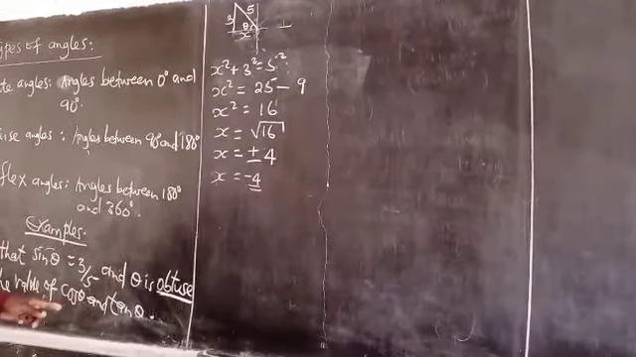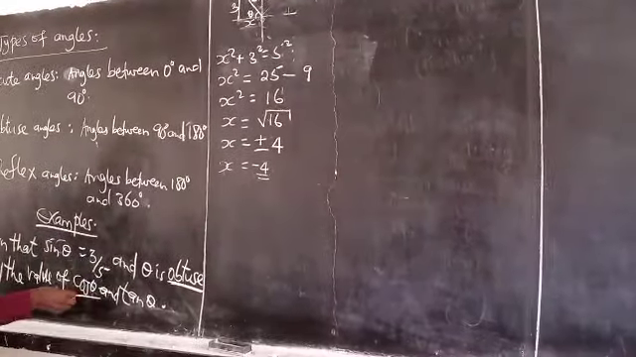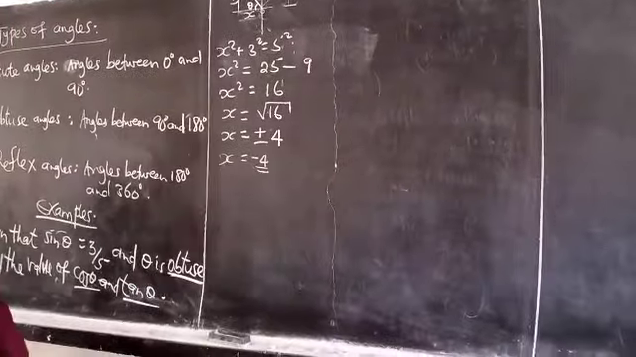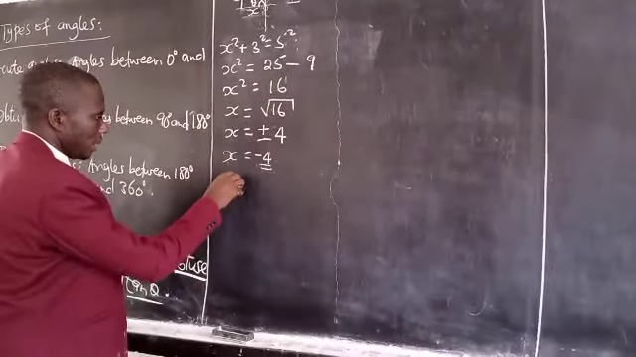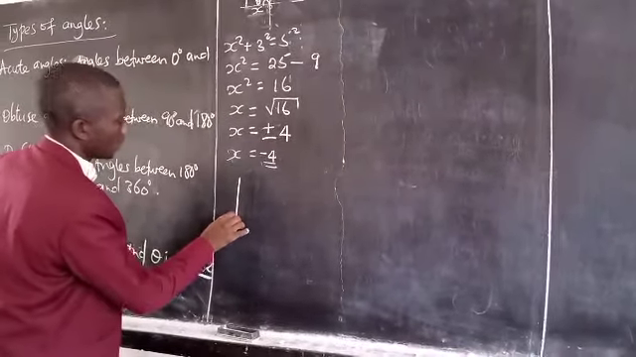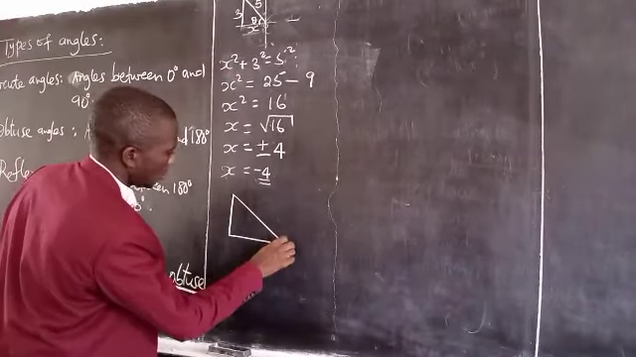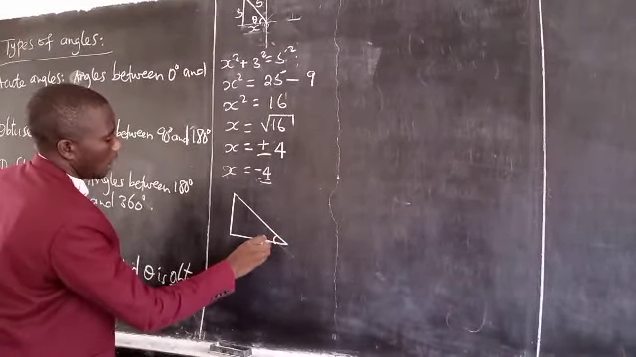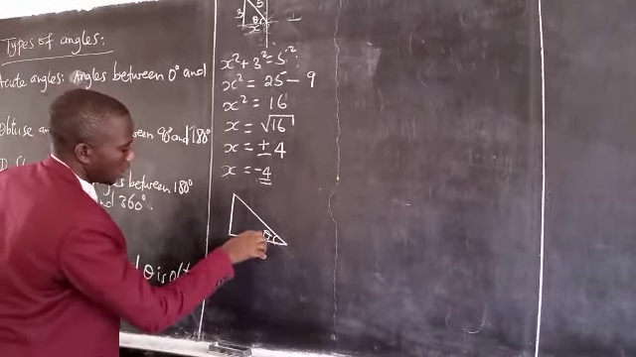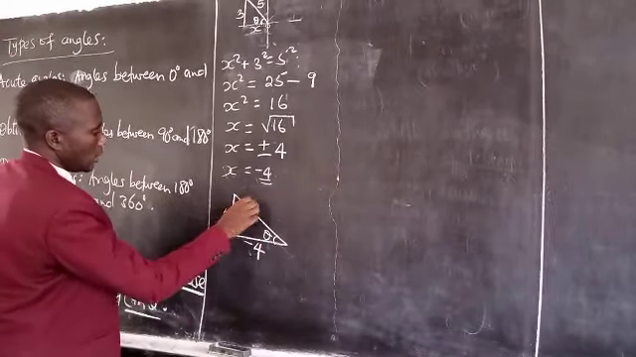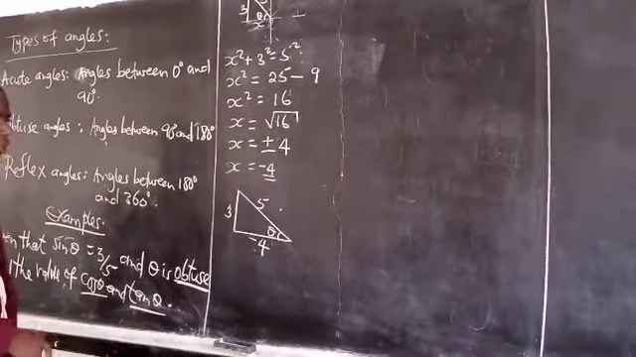So, what are we required to find? Cos theta and tan theta. I can simply say we have this: this is our theta, this is negative 4, this is 3, and this is 5. So what is cos theta?